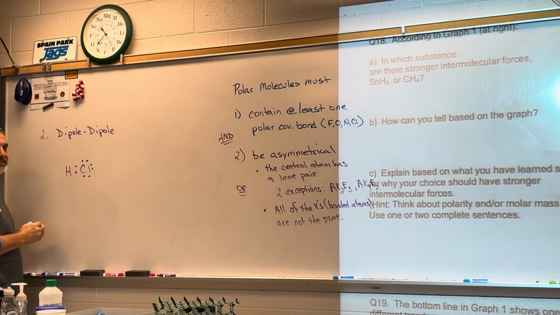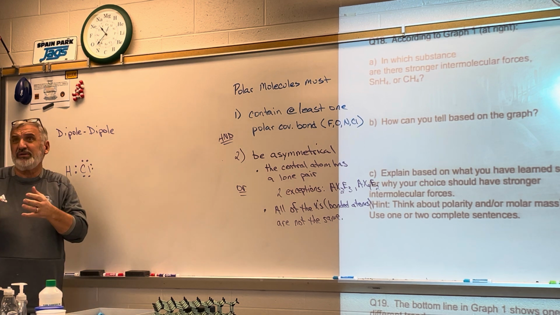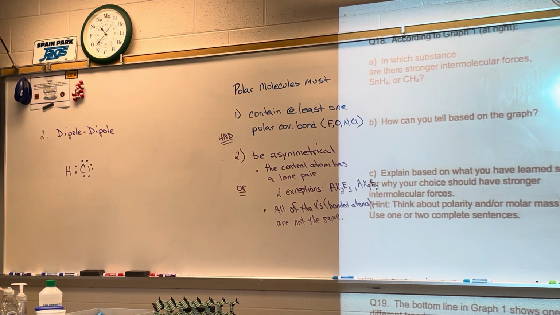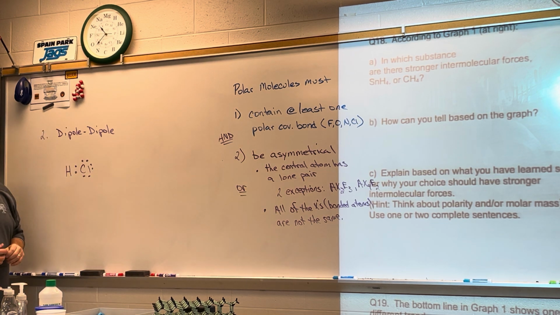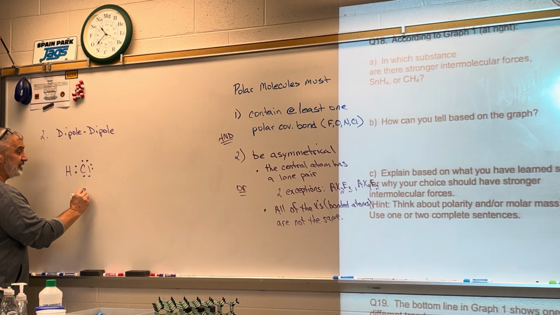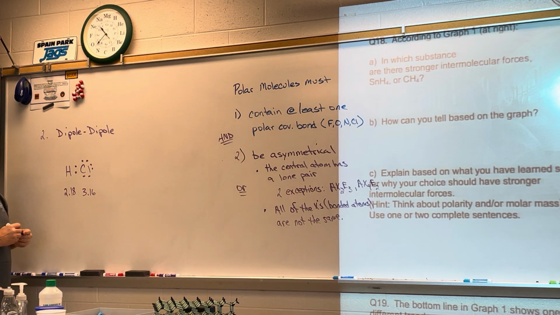Okay, now why is HCl polar? Okay, because it's got chlorine, but why is chlorine in it, what does that mean? It is asymmetrical, okay, because it's this and this. It's more electronegative. What is? The chlorine. The chlorine is more electronegative, so we look on the table, it's 2.18 versus 3.16. So what does that mean? Electronegativity, what is that?